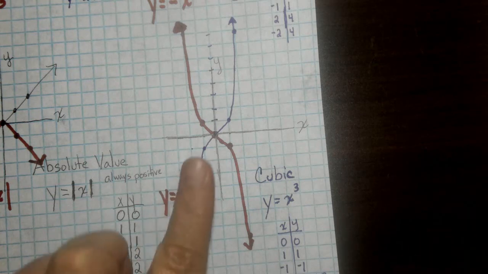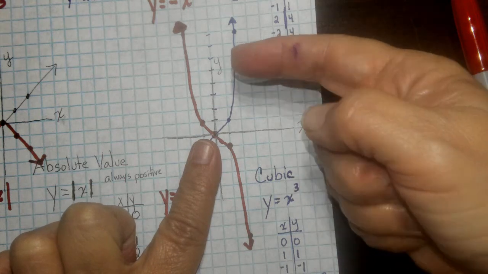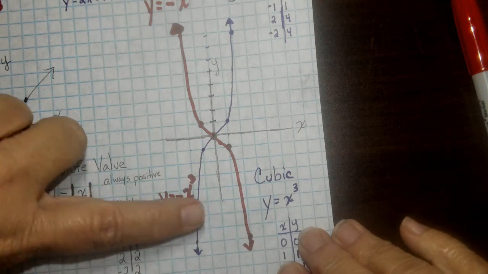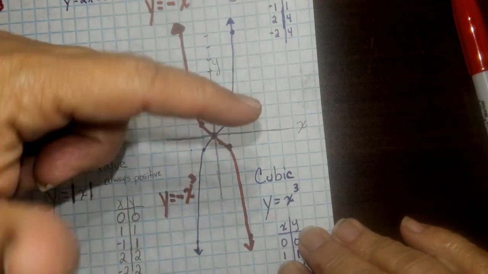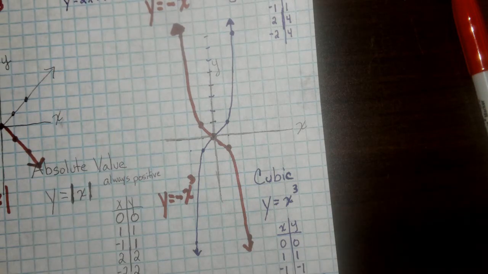And so if we look at what is happening here, this part right here flips, reflects over the x-axis down, and then this part reflects over the x-axis up. And that's how we do our cubic function.